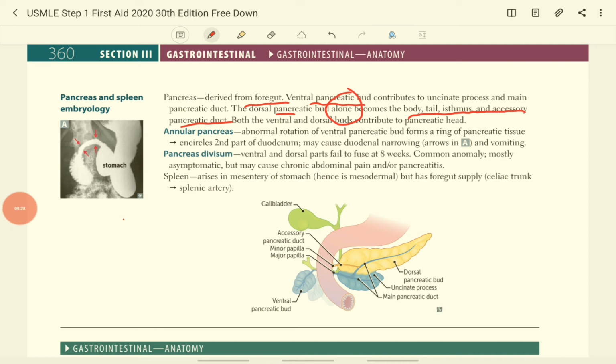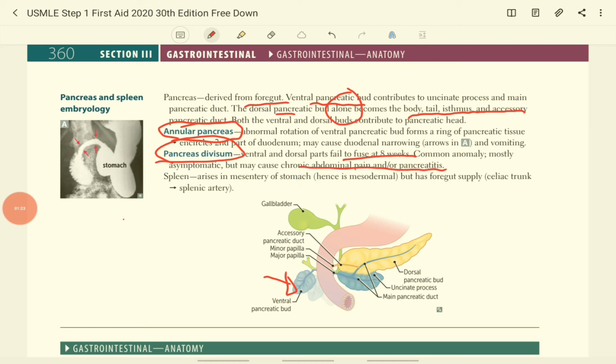But in the case of the main pancreatic duct, some portion of the dorsal bud is associated with the main pancreatic duct. So if there is abnormality in the formation or rotation of the ventral pancreatic bud, it will lead to annular pancreas. If it is not properly fused, it leads to pancreas divisum. Normally it should be fused at the 8th week of gestation, and if there is abnormality in this, it leads to chronic abdominal pain and pancreatitis.